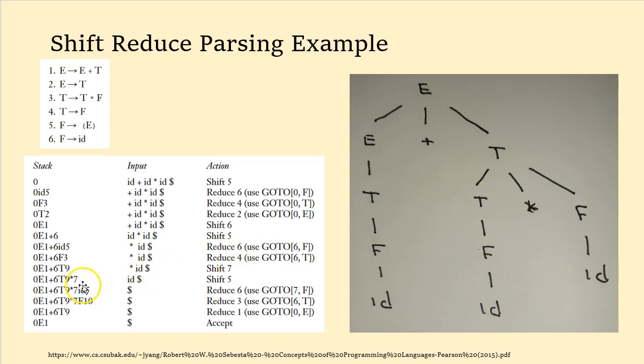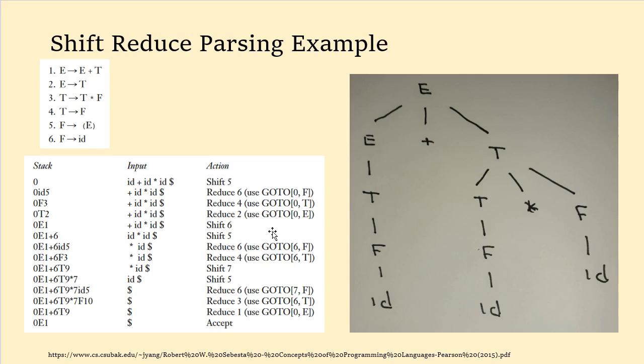Then I put the star on there and the other ID. That ID gets replaced by an F, and then T star F gets replaced with T. We're working our way up the parse tree. And then E plus T, finally, gets replaced by E. That's why we end up with an E on the stack. And we're out of string, and we produce the start symbol, in this case the E. That means the string gets accepted.